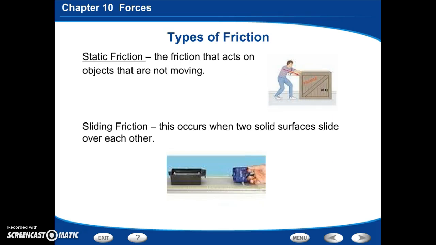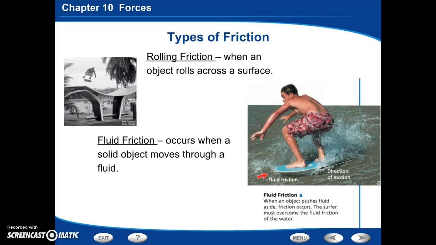You've got static friction, which is the friction that acts on objects that are not moving. Like a car doesn't move when it's not in motion because of static friction. Sliding friction, when you're just sliding something across another surface. You've got rolling friction when you have a skateboard, for instance, rolling across the street. And then fluid friction, when you have a solid moving through a fluid, like a fish or someone surfing.